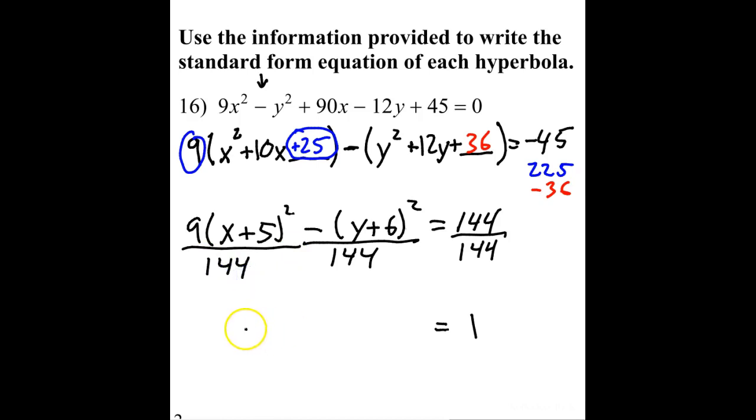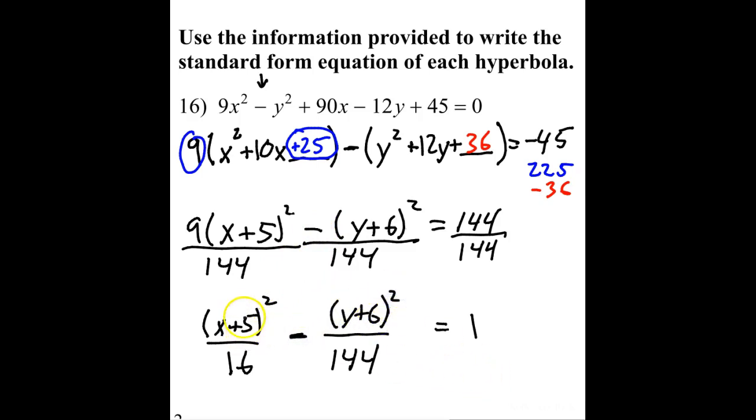Okay. So that will give us 9 goes into 144 16 times, so we'll have a 16 on the bottom. There is no number on here to cancel out, so it'll just stay 144. And then we'll have the x plus 5, the minus, and the y plus 6. And that's our hyperbola.